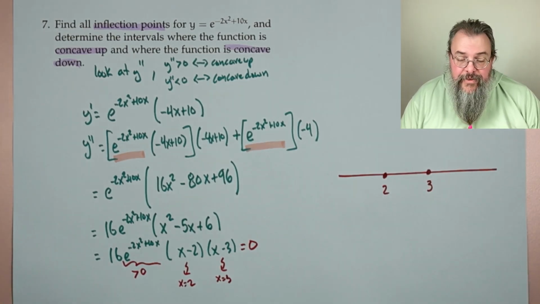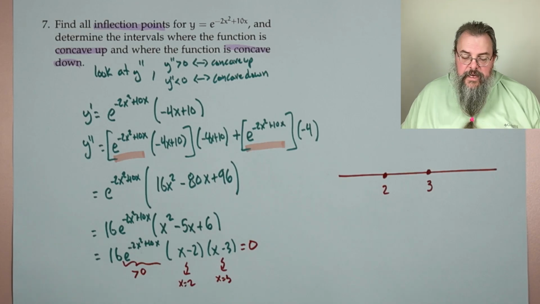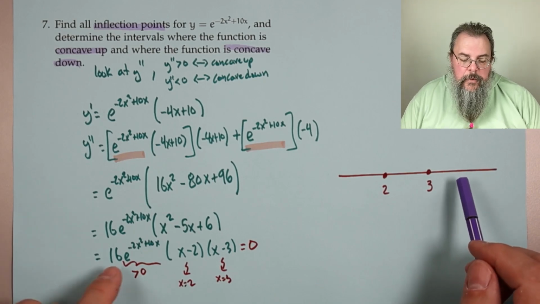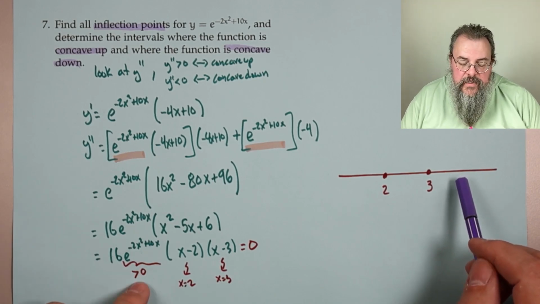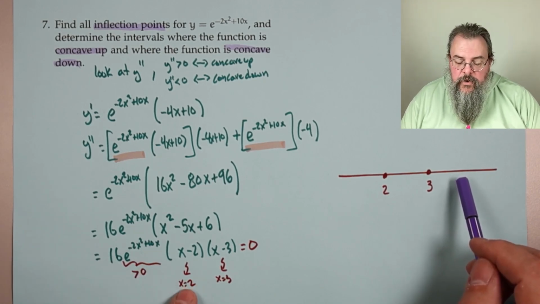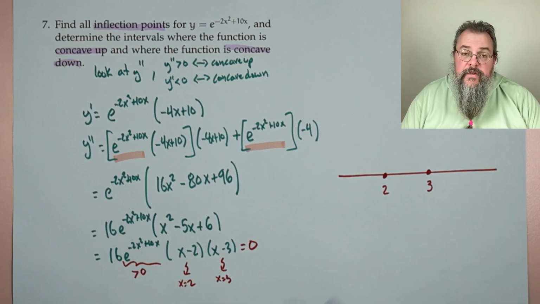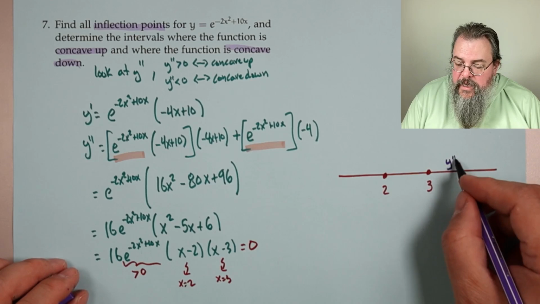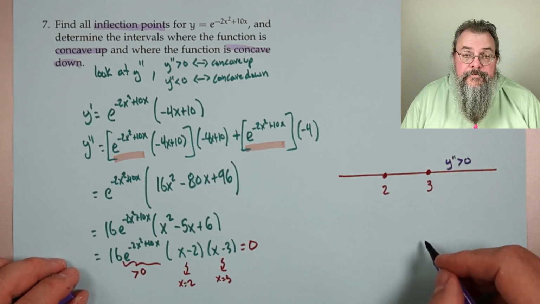And now we're going to test. So we say, okay, let's pick some values. Well, let's pick a value above 3. Let's say 4. We get positive, positive, because we know we're always positive. 4 minus 2 is positive, 4 minus 3 is positive. Everything's positive. So that tells us that y double prime is positive.